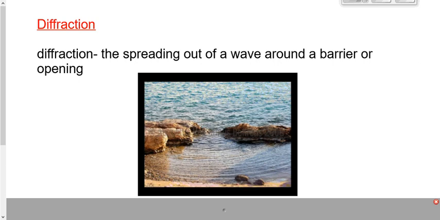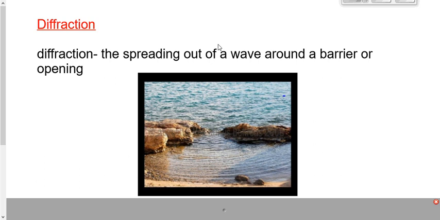You can see in this photograph here that we have water waves in this case, not light, but light exhibits the same properties. Water waves go through this little opening and then spread out as they go through that opening. That's diffraction. It's a property of waves. That property of waves is exhibited by EMR, and therefore EMR must be a wave.